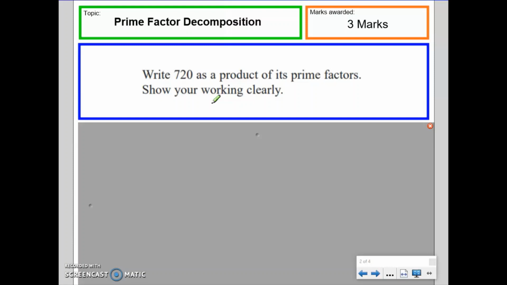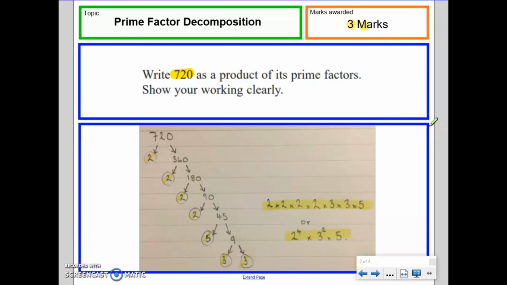Okay, welcome back. First thing to notice is the question is worth 3 marks. So we're expecting 3 bits of information, 3 bits of maths that are going to allow us to receive full marks. I'm going to write 720 as a product of its prime factors. As soon as we see that sentence, you should be thinking about a prime factor tree. Let's have a look at my answer.